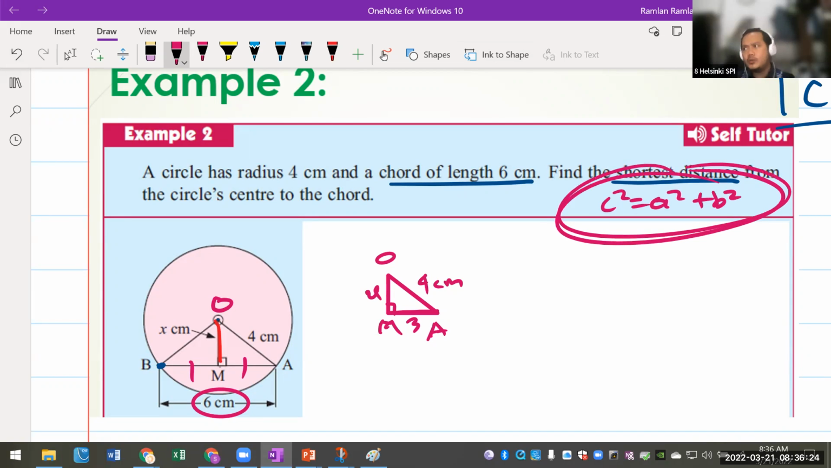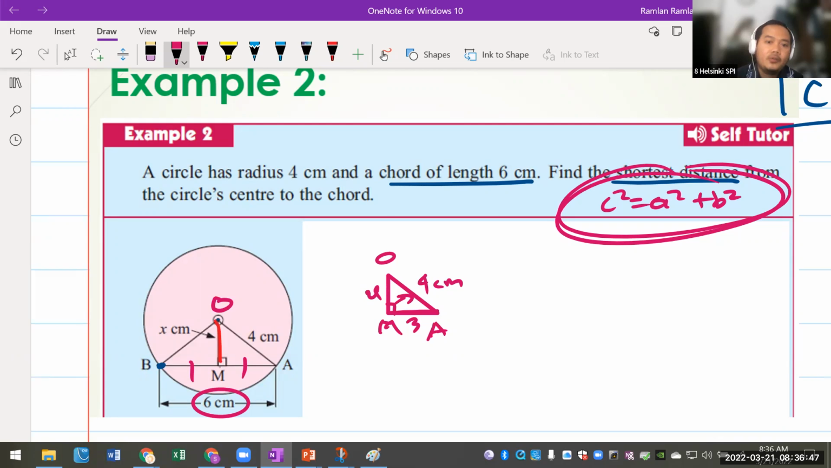Okay, so I'm going to go to Reza first. Reza, which one do you think is the C from this triangle? The 4. Why is it 4? Because it's the hypotenuse. Yeah, this is the hypotenuse, and the reason is because it's in front of the 90 degrees. So that will be the C.